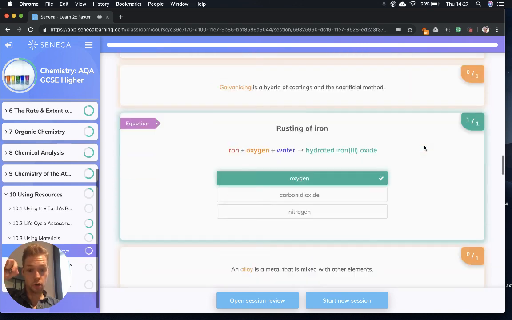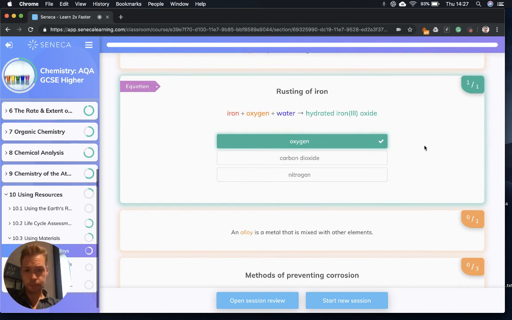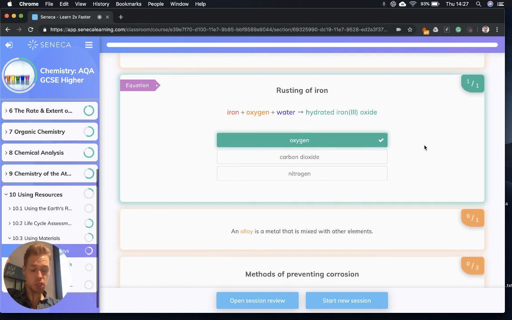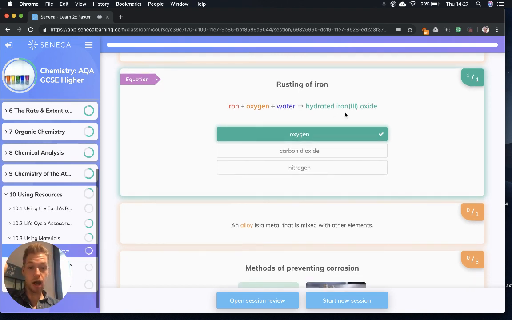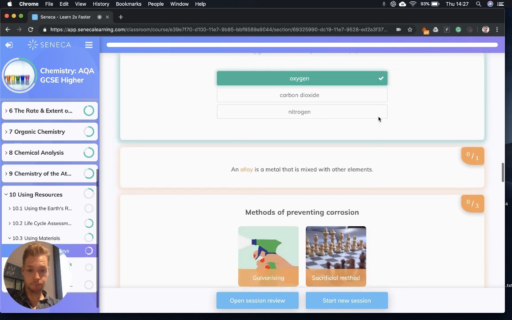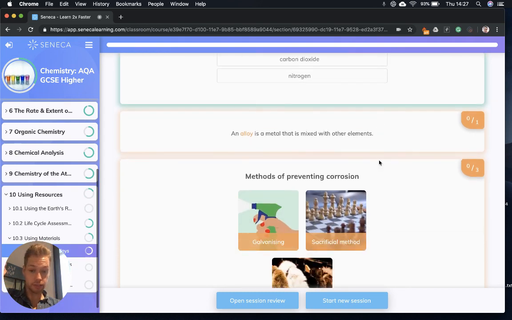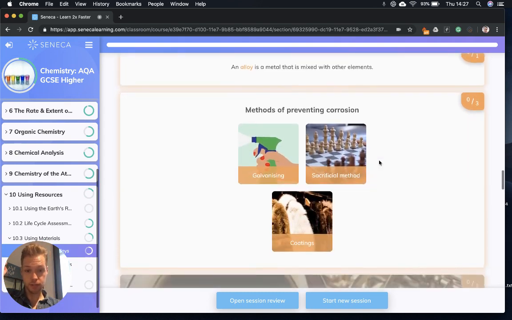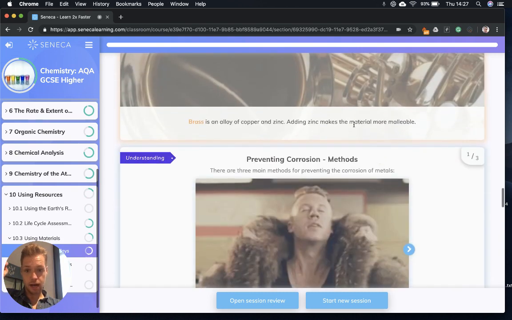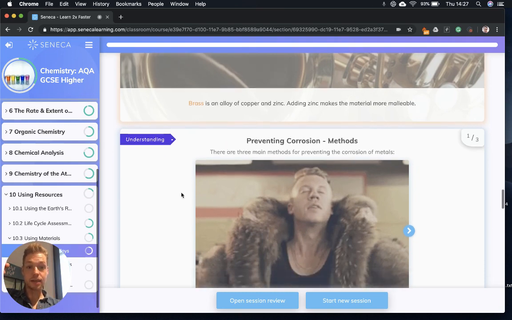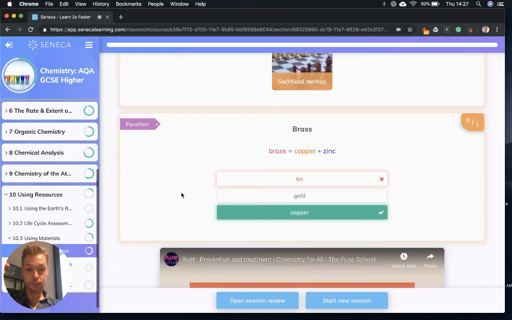Okay, so let's go all the way back to the beginning. What conditions do we need for the rusting of iron? Two things, oxygen and water. And what do we form? We form hydrated iron(III) oxide. Right, what's the definition of an alloy? An alloy is a metal that is mixed with other elements. Now, do we remember what brass is? That's an alloy of copper and zinc. And adding zinc makes the material more malleable.